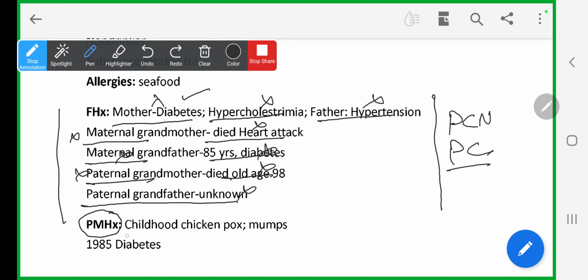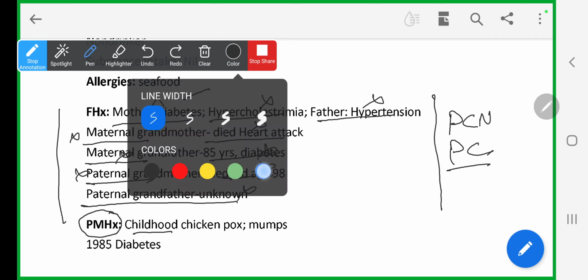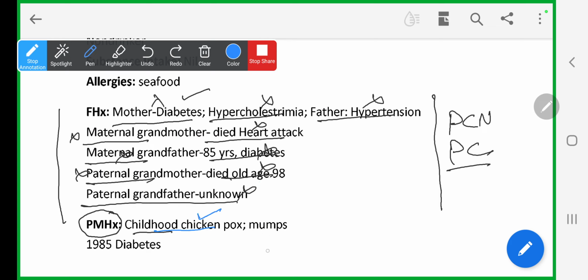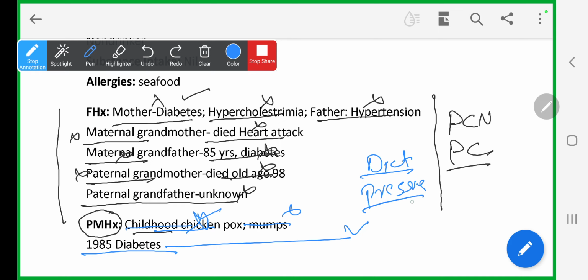Similarly, his personal past medical history. Now we can see there if he had childhood chicken pox, is it important or not? No. Not important, it's irrelevant. Mum's diabetes is irrelevant. Diabetes, yes. Why? Again, for the diet and for the pressure point. As we discussed now, that we have diabetes, it was important for the diet. Can you see the screen now? And for pressure point. So it's something that we have to see, that why I'm selecting this information. Do not select randomly.